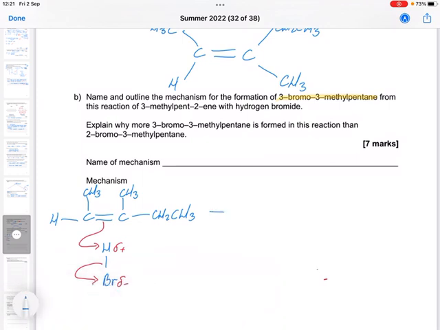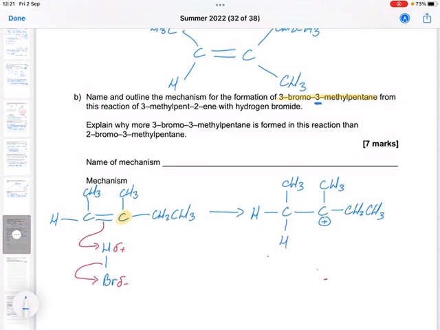So let's draw the intermediate. Now we need to make 3-methylpentane, which means the bromine needs to go on carbon number 3, which is this one, which means that one has to be my carbocation, that my positive charge has to be on there. So H, C, CH3, just copying everything out as I've got it in step 1, and then I'll do it from there. So this has to be my carbocation for my bromine to go on, which means my hydrogen went on here.